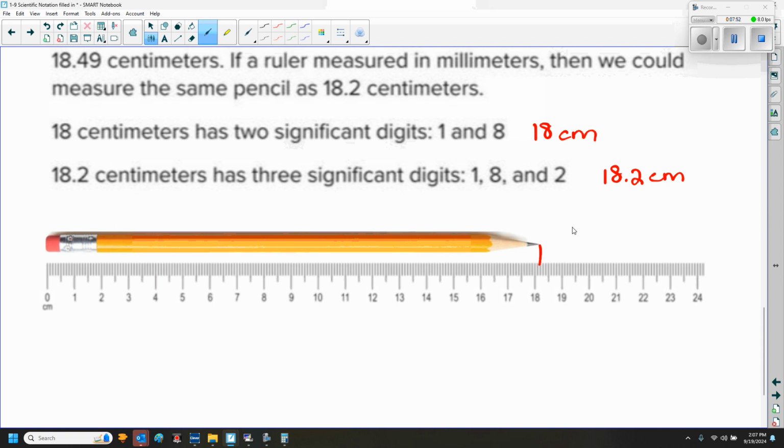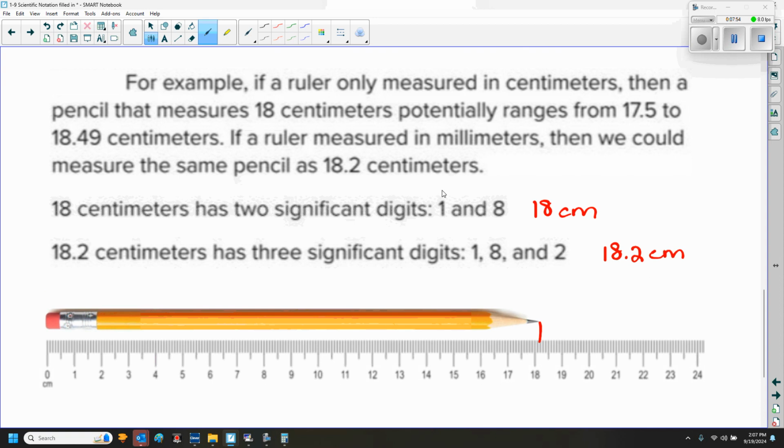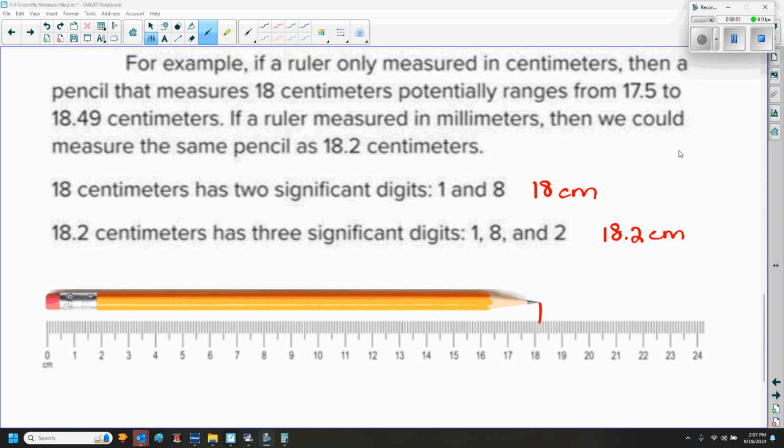So that says that the ruler that measures in millimeters has a greater precision.